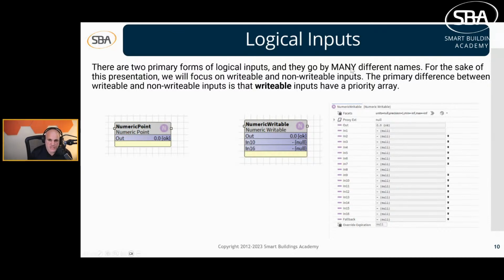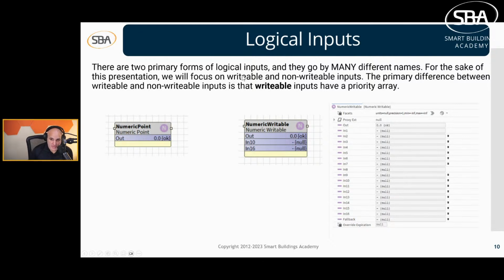So, logical inputs. There are two primary forms of logical inputs, and they go by many different names. Some folks, as you'll see here, call them numerics and booleans and strings and enums. Some folks call them multi-state. Some folks just call them straight up AIs, BIs, AOs, BOs, AVs, BVs, etc. For the sake of this presentation and my sanity, we will focus quite simply on writable and non-writable inputs.